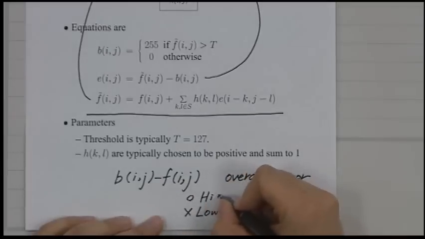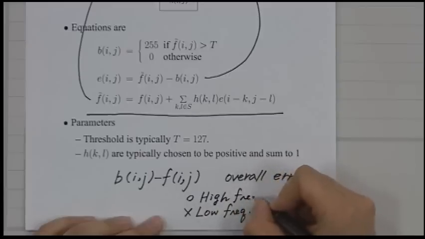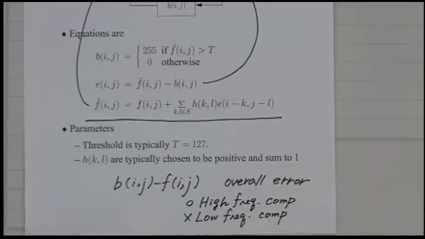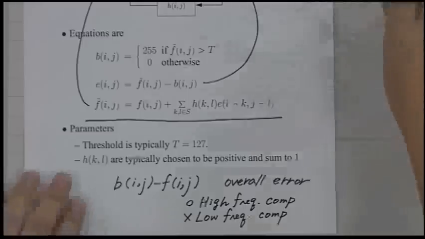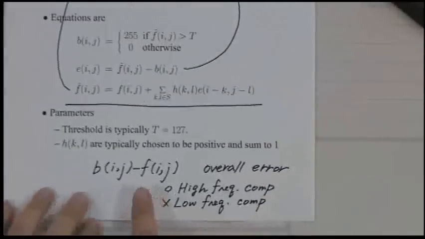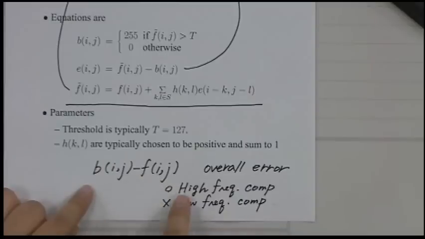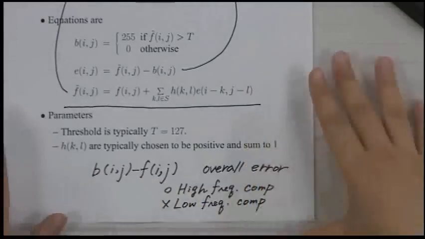So in other words, when we analyze this error, if it contains only high-frequency components, this is a good halftoning method.